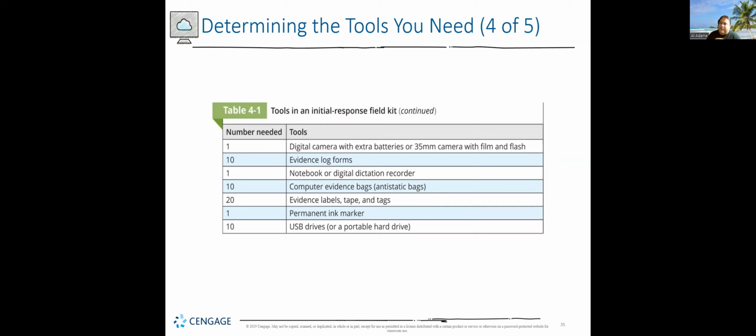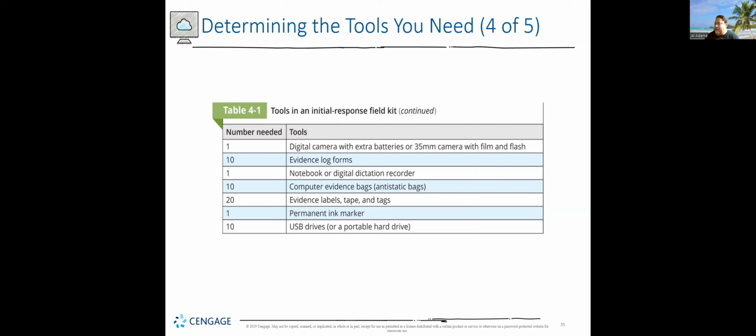Evidence log forms, you need about 10 of them. You would probably carry 20 of them because misprints happen. A notebook or digital dictation recorder, a notebook to take notes, or you would have one of those if you've seen police dramas that have a digital recorder. They talk about what they're seeing, walking in, I found this on the right. That's what you would have that for.